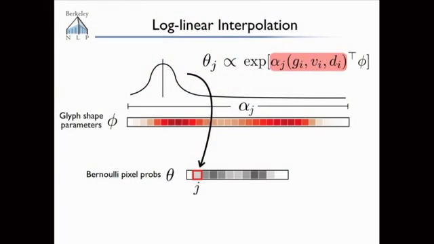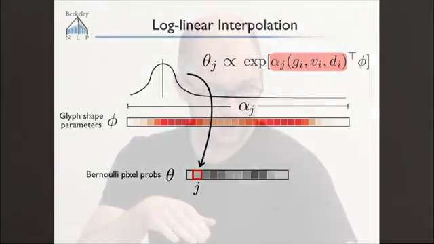What I do want to say, before we move on to learning, is that you can view these interpolation weights like fixed feature functions in a locally normalized log linear model. That means that when it comes time to learn the glyph-shaped parameters phi, we can use out-of-the-box unsupervised learning methods. That's a nice property of the parameterization here.